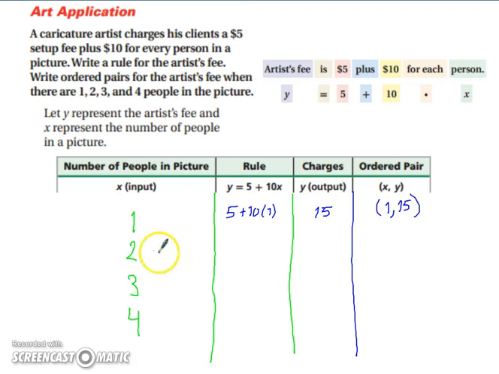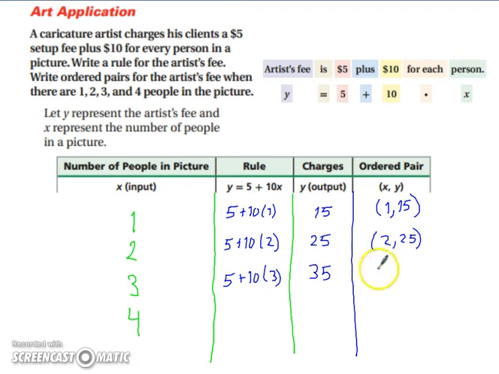Alright, so now let's look at 2. We have 5 plus 10 times 2, so we have 25. So our ordered pair would be 2, 25. And then we have 5 plus 10 times 3, which is 35. So for 3 people, it's $35. And then we have 5 plus 10 times 4, which is 45. So for 4 people, it's $45.